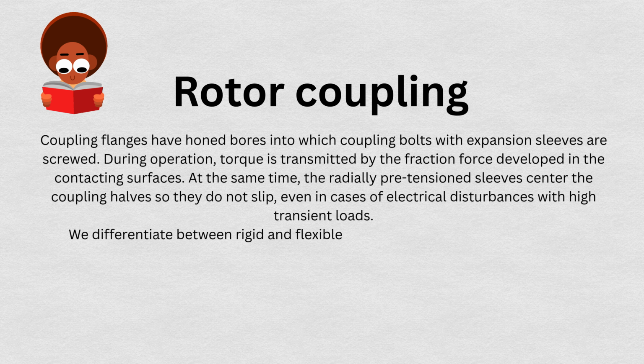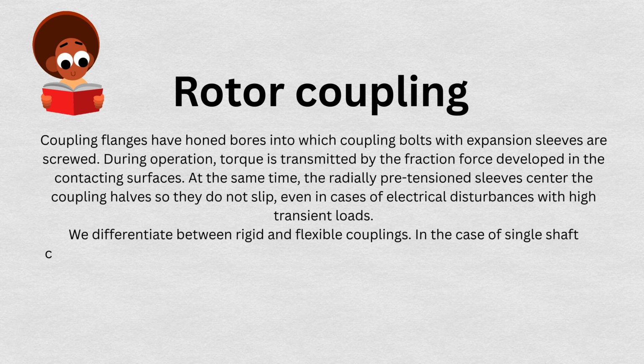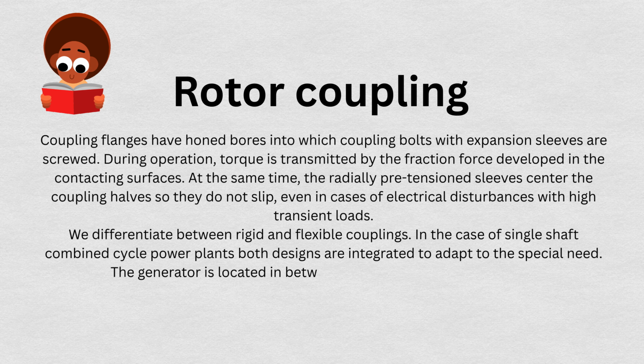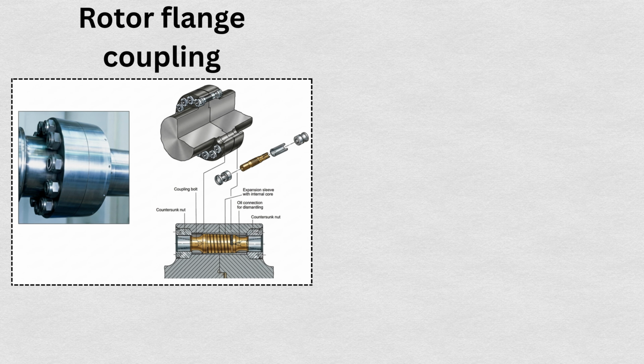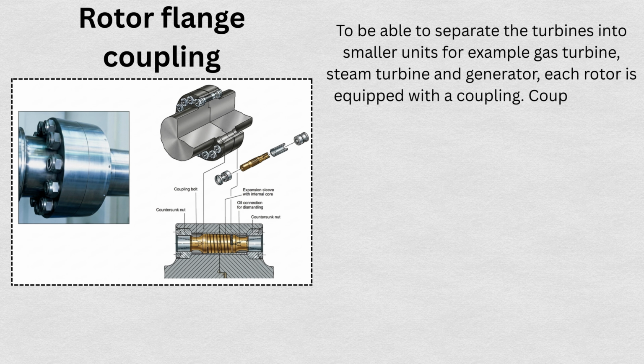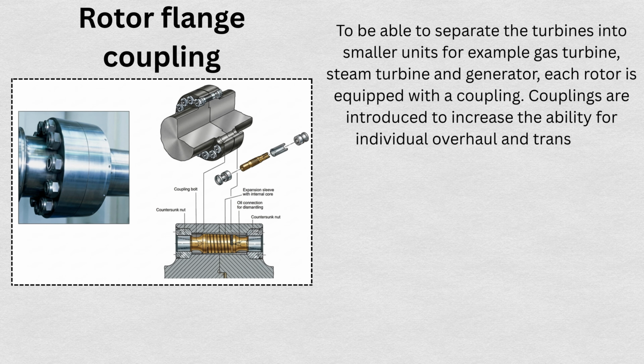We differentiate between rigid and flexible couplings. In the case of single-shaft combined cycle power plants, both designs are integrated to adapt to the special need. The generator is located in between the steam and the gas turbine. To be able to separate the turbines into smaller units, for example gas turbine, steam turbine and generator, each rotor is equipped with a coupling. Couplings are introduced to increase the ability for individual overhaul and transport.